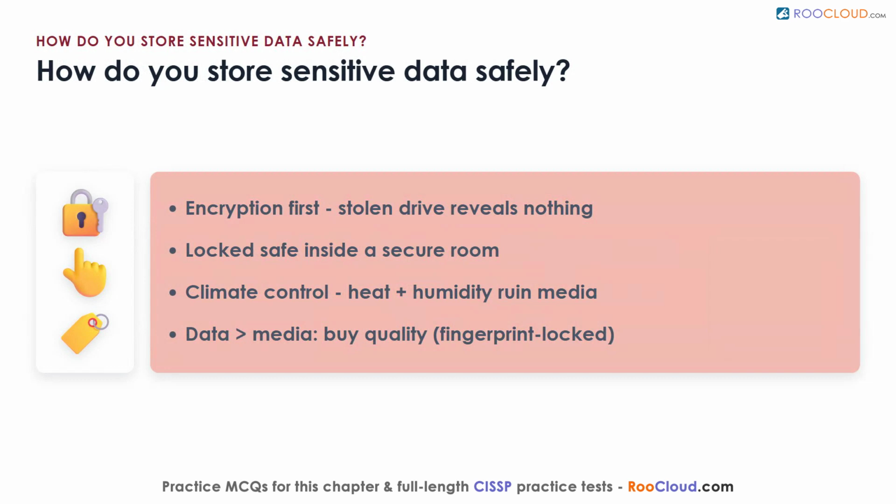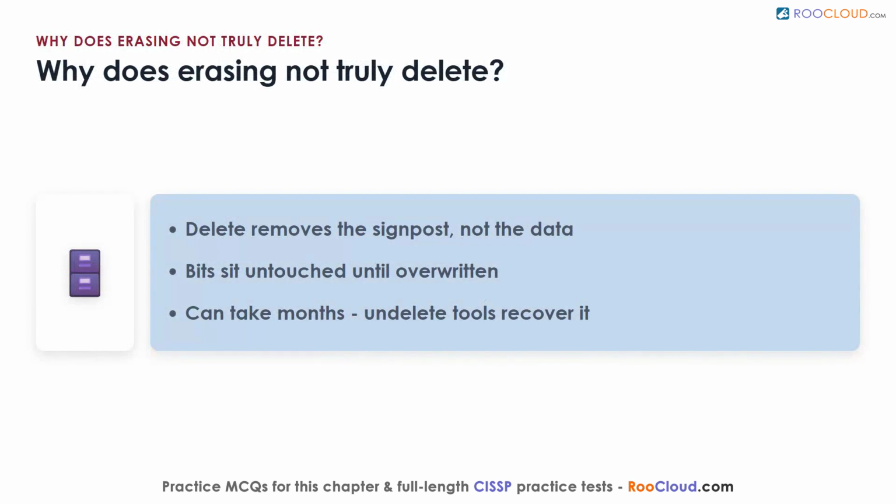So how do you store sensitive data safely? You wrap it in layers that survive both theft and disaster. Encryption comes first, so a stolen drive reveals nothing usable. For physical media, add real physical security, like a locked safe inside a secure room. Climate controls matter too, since heat and humidity quietly ruin tapes and disks. And remember that the data is worth far more than the media, so buy quality, even encrypted drives with a fingerprint lock.